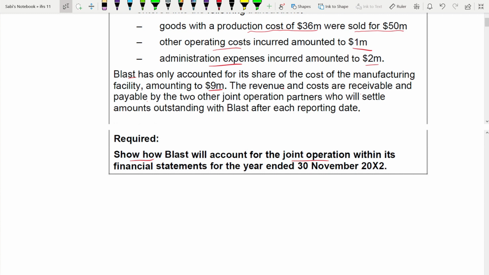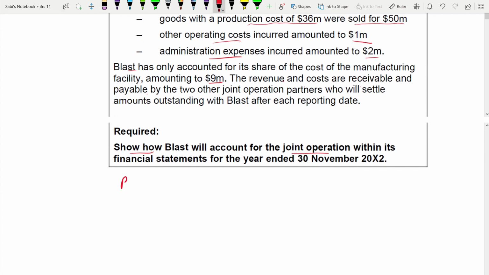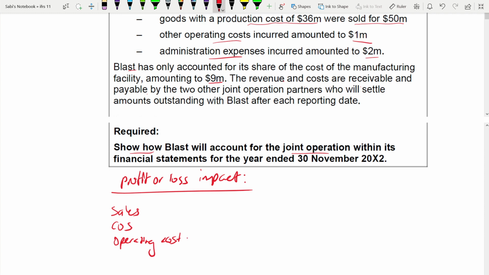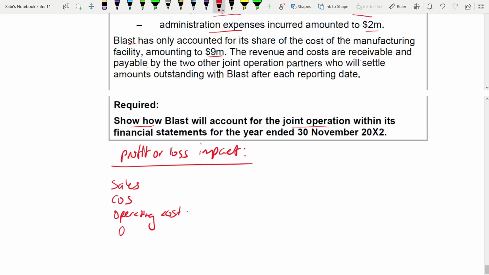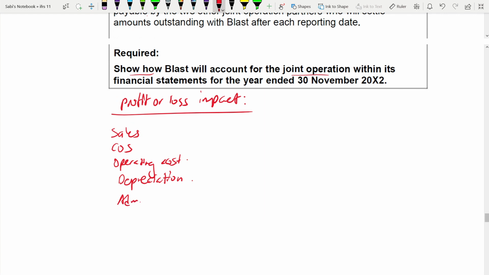So here first we'll start with profit or loss. You start with sales. Then we have cost of sales. Then we have operating cost. First I will label all and then I'll put the figures. Then we have, remember, depreciation for the dismantling cost and all. You have been given the useful life and all, that is to find depreciation. Admin expenses are there.